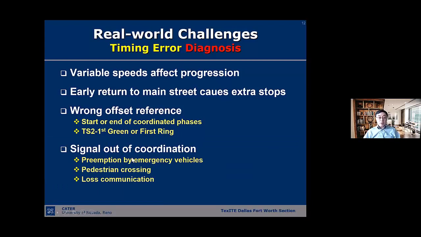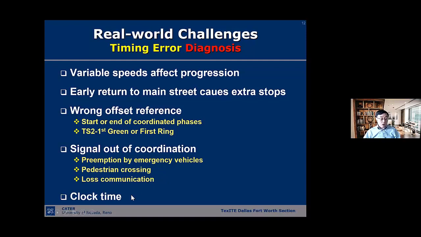A very common situation is signal out of coordination. This happens because of preemption by emergency vehicles, and sometimes pedestrian crossing could also cause it. Lost communication is another one. Due to construction, you just cut the wire, so there's no communication. So when the signal is out of coordination, of course, the timing will not run correctly.